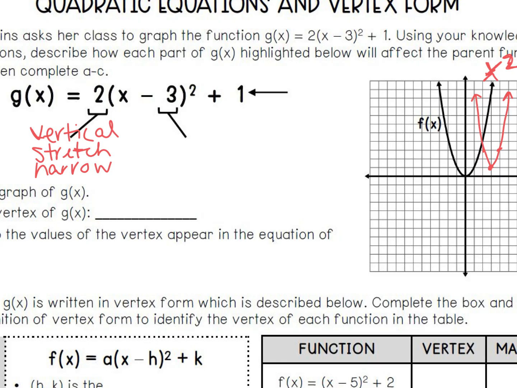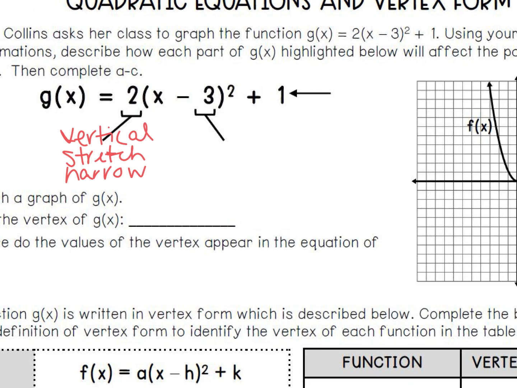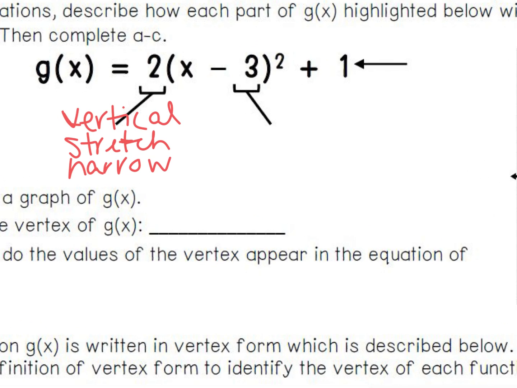What did 3 do? It moved it which way? To the right. But it's a minus. Insiders lie. Okay, so the right 3. Remember, if it is in the parentheses, this is a horizontal shift. We're going to talk about that some today.